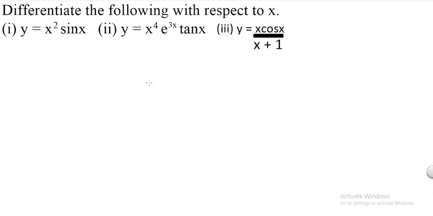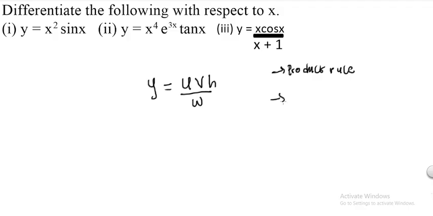So say, for example, you have y is equal to u, which is a function here, and say you have v, which is also a function, and w is also a function, and you have h. So you can use it for multiple functions, when you have two or more functions. The logarithmic differentiation method is an alternative for the product rule or the quotient rule.